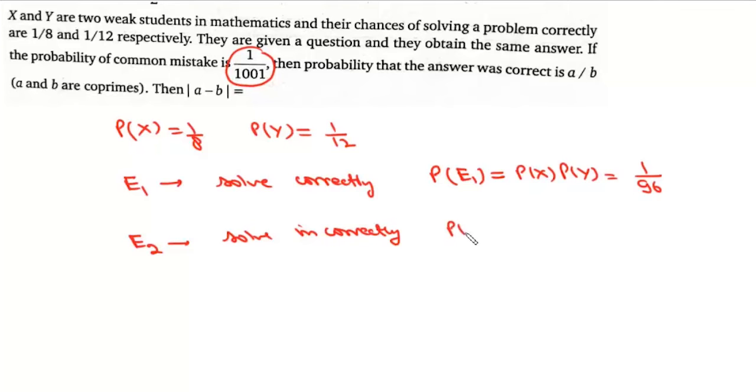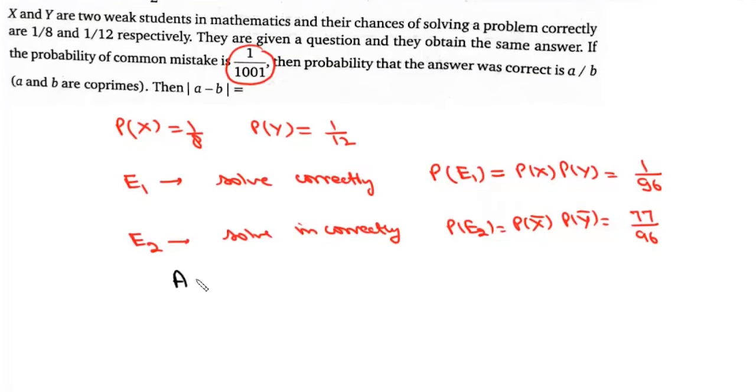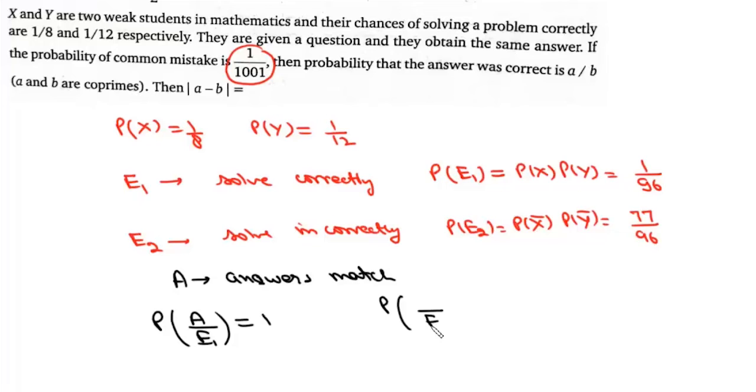And the probability that they solve the problem incorrectly will be P(X not) into P(Y not). Now P(X not) is 7 by 8 and P(Y not) is 11 by 12, so it will be 77 by 96. Now let A be the event that their answers match. If both of them have solved the question correctly, then the probability of their answer matching will be 1. But if they have solved the problem incorrectly, then the probability of their answer matching is given by 1 upon 1001.